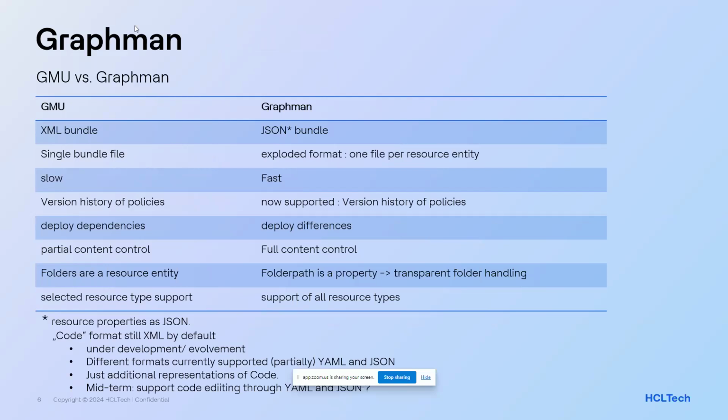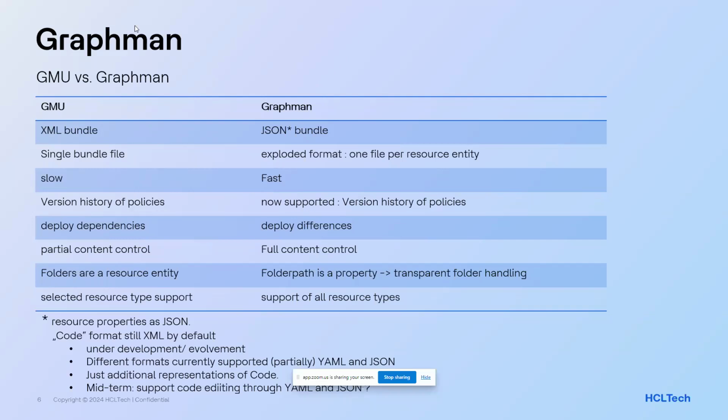A kind of comparison between GMU and Graphman. It's not complete, of course. There are many, many more differences. There is a list, as far as I'm aware, available in the official documentation, where you see the complete list of differences between GMU and Graphman.